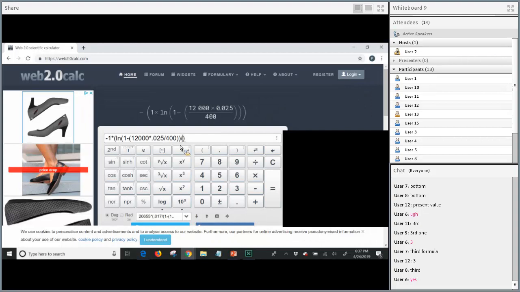Now I need a fraction bar and the denominator. So divided by natural log. Again, the argument for the natural log is always in parentheses, so open, closed, back in the middle. And inside that log on the bottom is 1 plus 0.025.